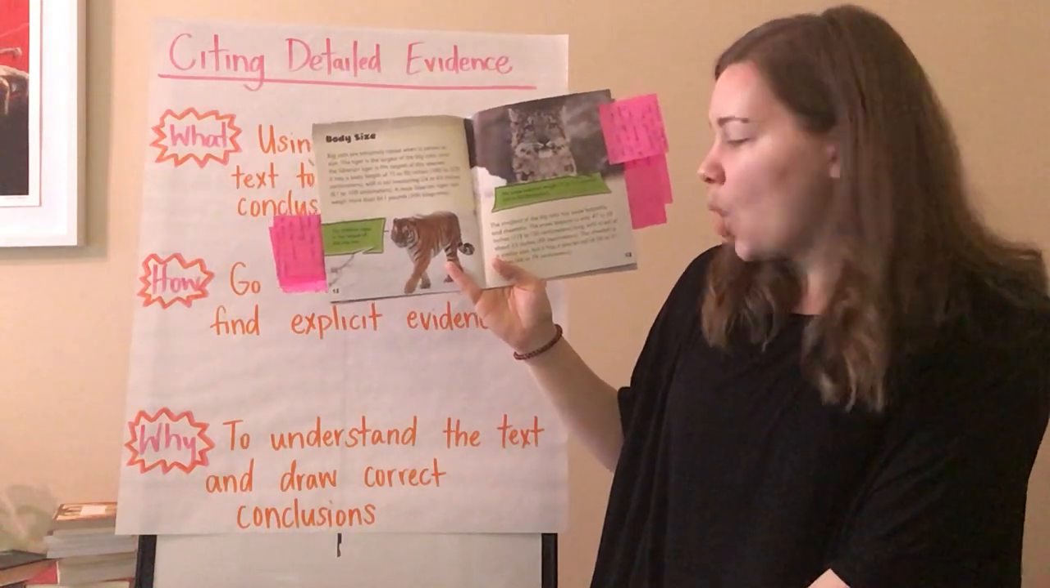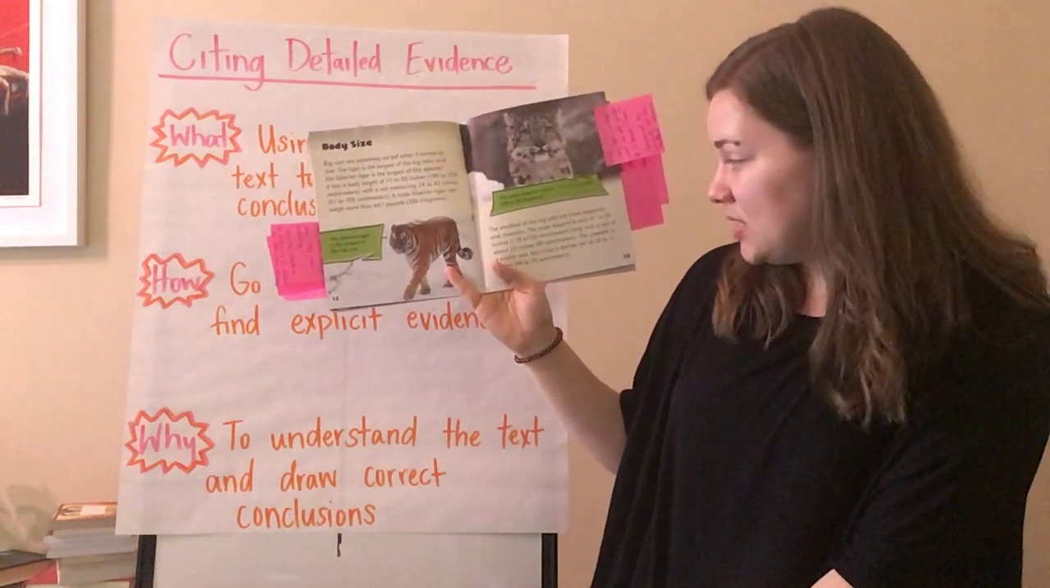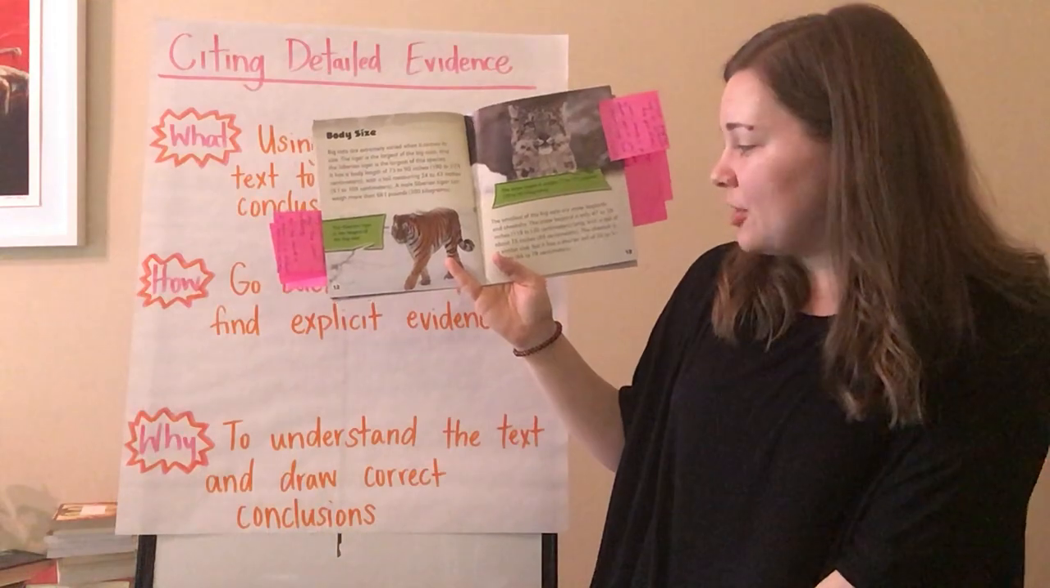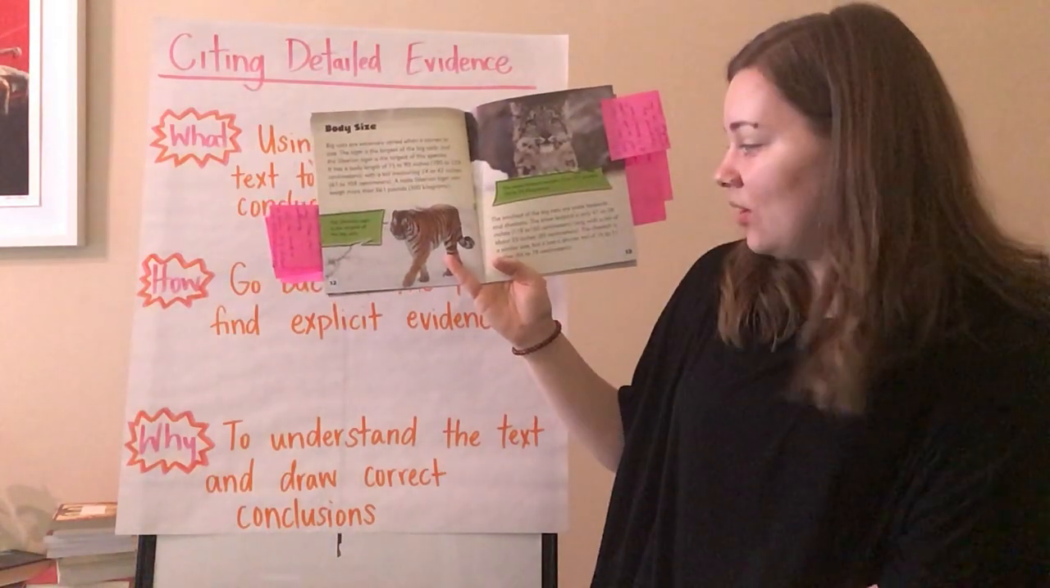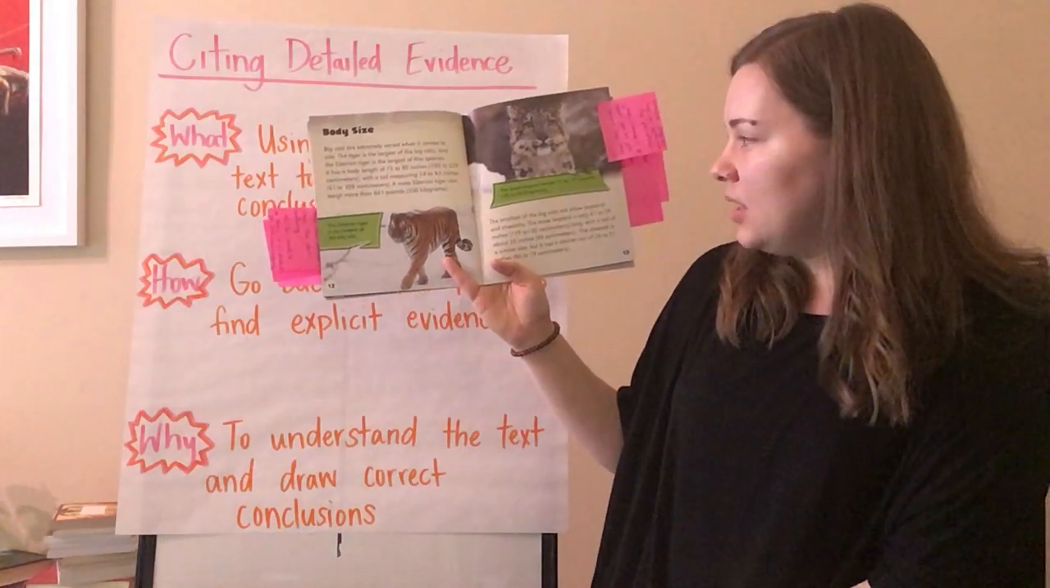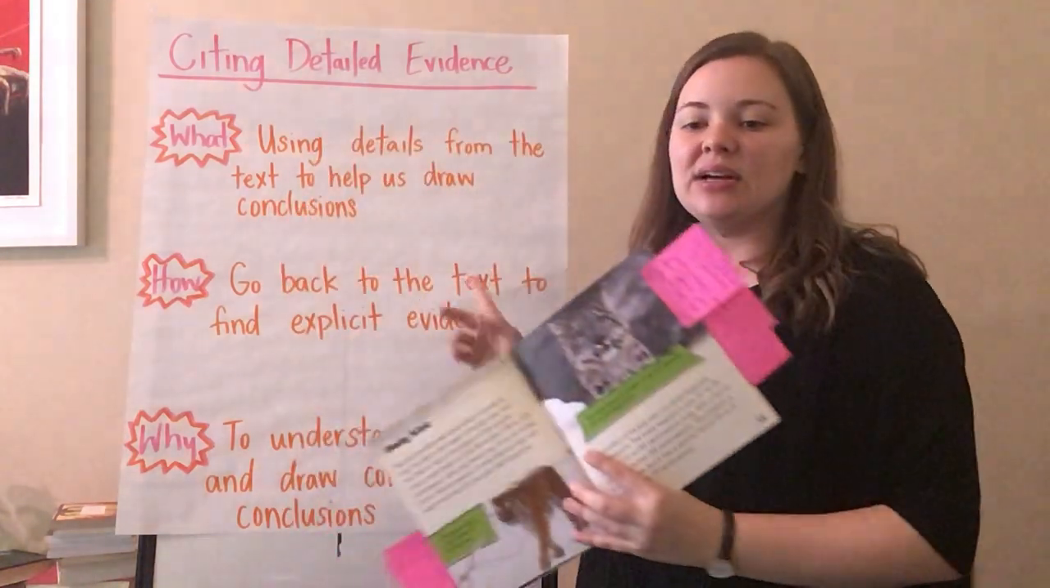But the smallest big cats are the snow leopard and cheetah. The snow leopard is only 47 to 59 inches long, with a tail of about 35 inches. The cheetah is a similar size, but it has a shorter tail. Wow. Let's go ahead and practice citing detailed evidence.